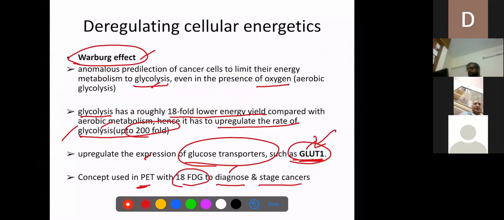There can be a question asked on the Warburg effect also. Which effect is utilized by the PET scan in staging and diagnosing cancers? There can be 4 options given. The Warburg effect may be one of the options, and you can choose the Warburg effect.